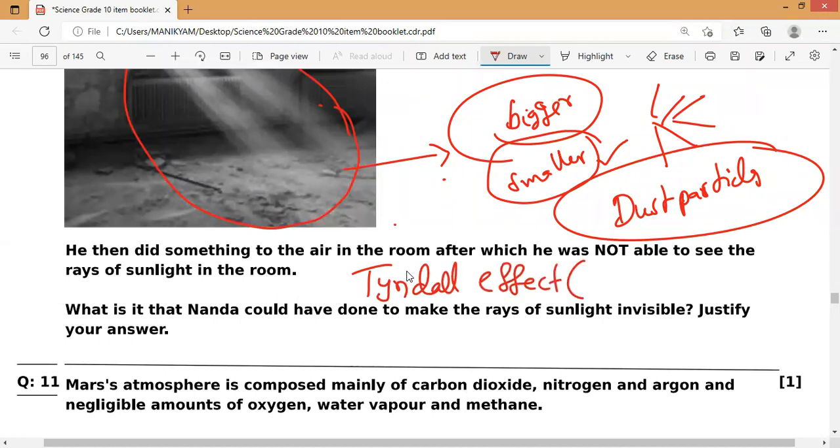What is the principle behind the Tyndall effect? Scattering of light. That is what you have to remember. So scattering of light, bigger particles scatter white light. So if I remove dust particles and water vapor, no scattering of light will take place, so that the light will never be visible.